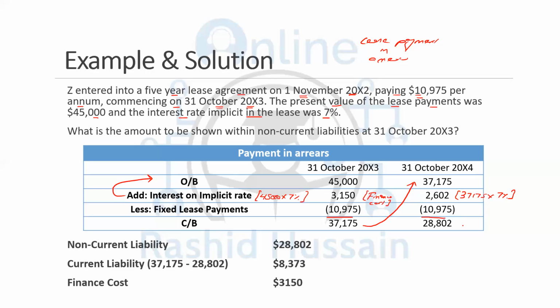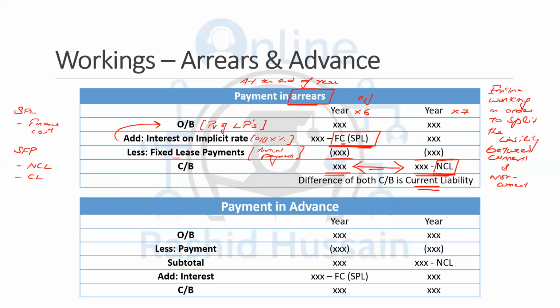This 28,802 is your non-current liability, and the difference between these two, which is 37,175 minus 28,802, is 8,373, your current liability. So this is how you're going to deal with the payment in arrears, and this is how you're going to subsequently measure your obligation.